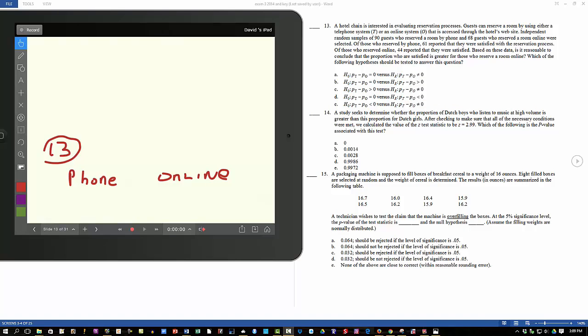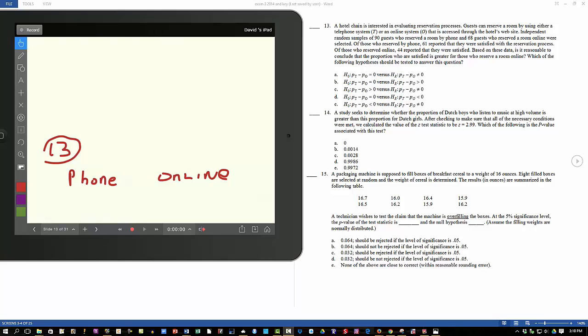Okay, in number 13, we have a hotel chain looking at their reservation processes, and you can either go telephone or online, T or O. And we have 90 and 68 guests for phone and online, 61 and 44 satisfied. Since we're just setting hypotheses, I'm going to run through that pretty quickly. We just want to know if we can conclude that the proportion who are satisfied is greater for those who reserve online than for those who do it on the telephone.